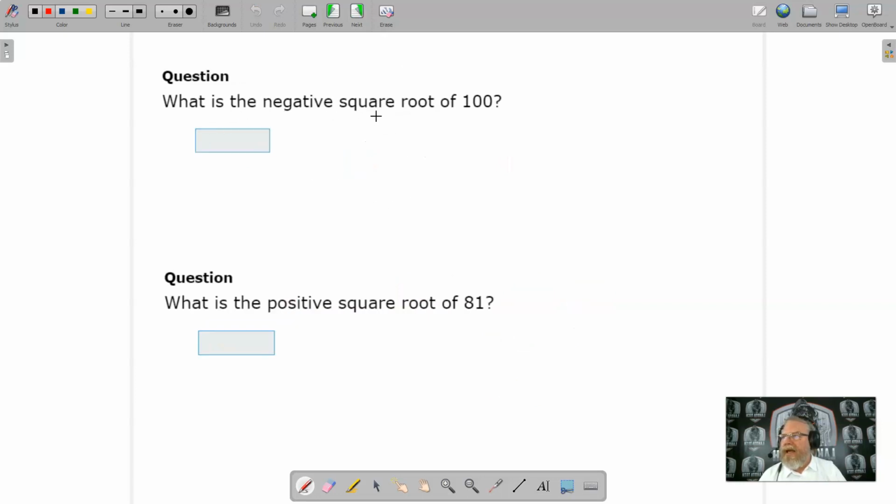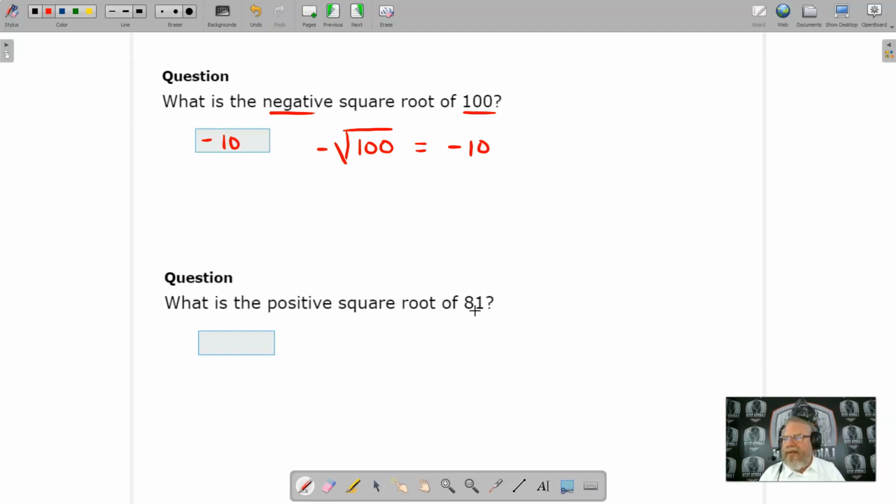The next one, what is the negative square root of 100? So we need a negative. We want the opposite of the square root. Opposite, negative, kind of the same word, right? So the negative square root of 100 will be negative. Some number times itself is 100. Well, 100 is a perfect square, and the square root is 10, so the answer is negative 10. You could always check that on a calculator if you want.